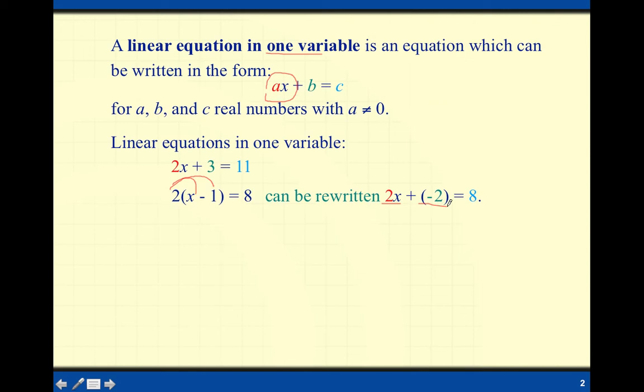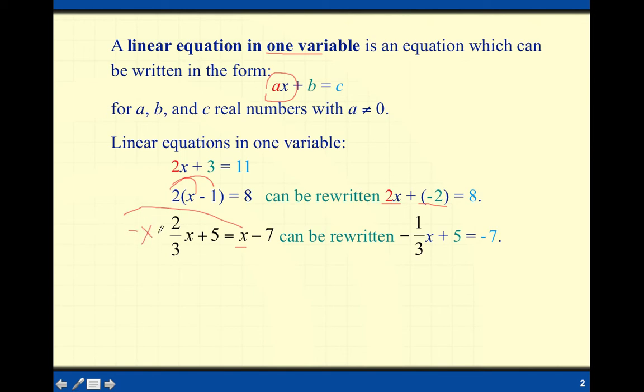Next, we have 2 third x plus 5 equals x minus 7 can be written as negative 1 over 3x plus 5 equals negative 7. Okay, so paano naging ganun naman ito? So, yung x, pag nilipat mo siya, magiging negative x. Tama? And then, plus 2 third x. Since yung x meron siyang 1, pwede kong gayahin yung denominator nito. Okay? Pwede ko siyang gayahin.